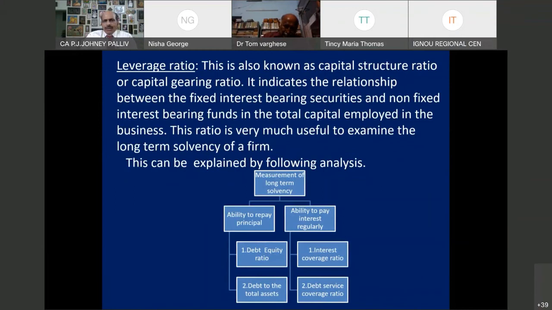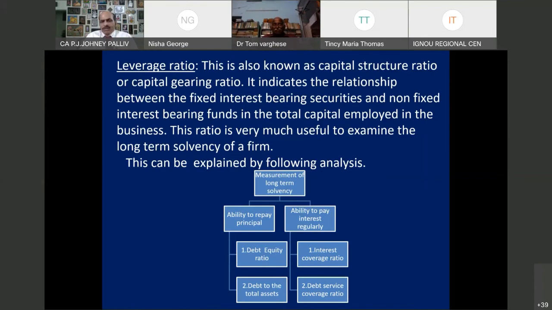A leverage ratio indicates the relationship between fixed interest bearing securities, that is long term securities, and non fixed interest bearing funds, that is your capital funds in the business. This ratio is very much useful to examine the long term solvency of the firm. You can see the chart. In order to measure the long term solvency, you have to see the ability to repay the principal or the ability to pay the interest regularly. That is how you have to measure the long term solvency.